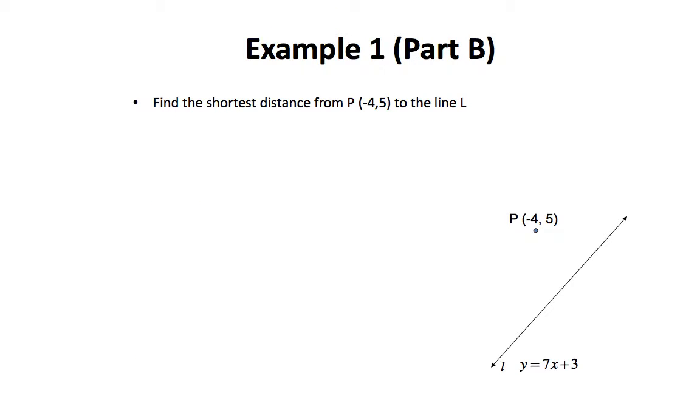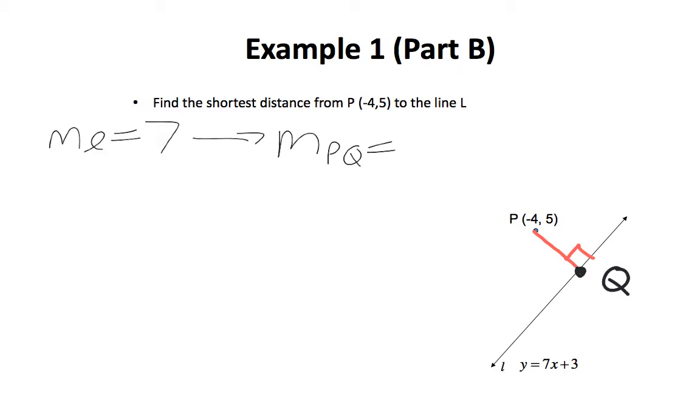I'm going to arbitrarily call this point of intersection point Q. You can clearly see that the slope of line L is positive 7, which means the slope of line PQ is going to be a negative reciprocal. So negative 1 over 7. The equation of PQ is y equals negative 1 over 7x plus b.